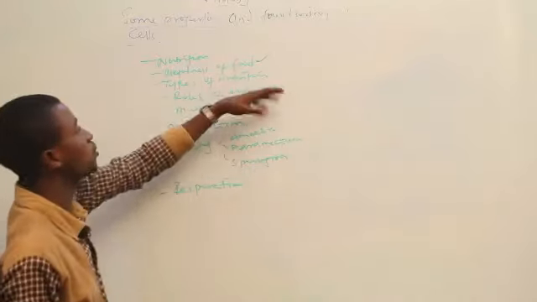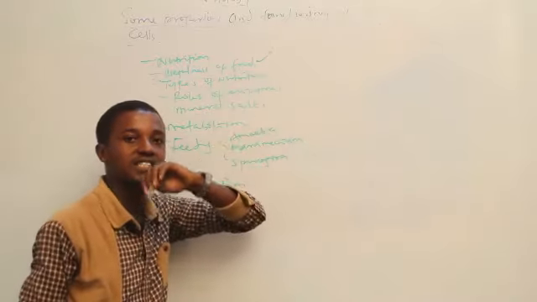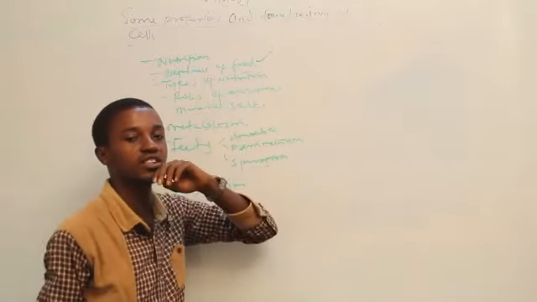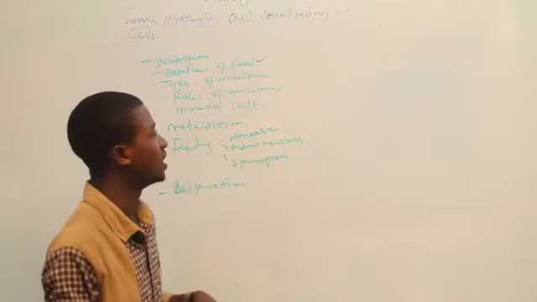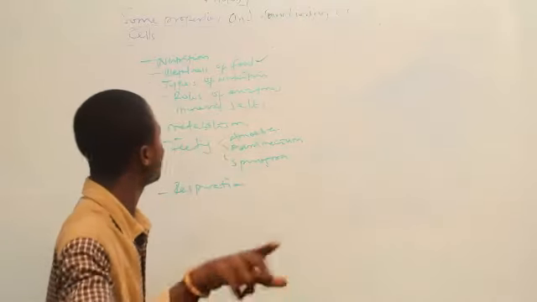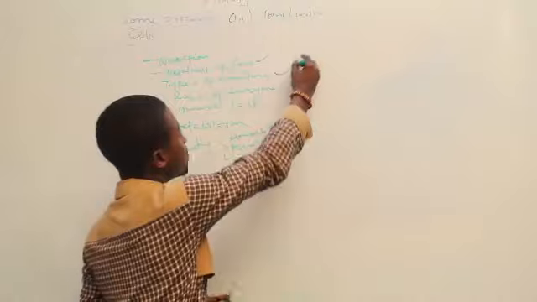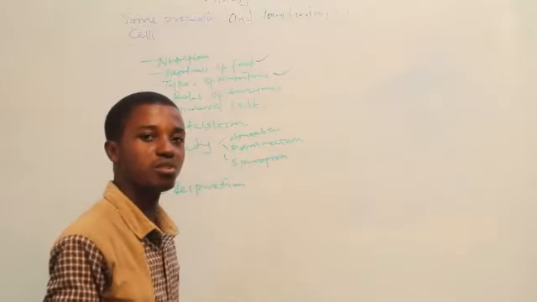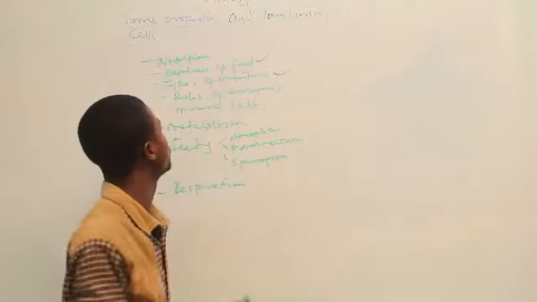And so basically, the usefulness of food cannot be overemphasized. It is needed for growth. It is needed for the repair of worn-out tissue. It is needed for survival as well. It is needed for the development of the structures present in the body. So what are the types of nutrition? As I've said earlier, we have the autotrophic mode of nutrition and the heterotrophic mode of nutrition.